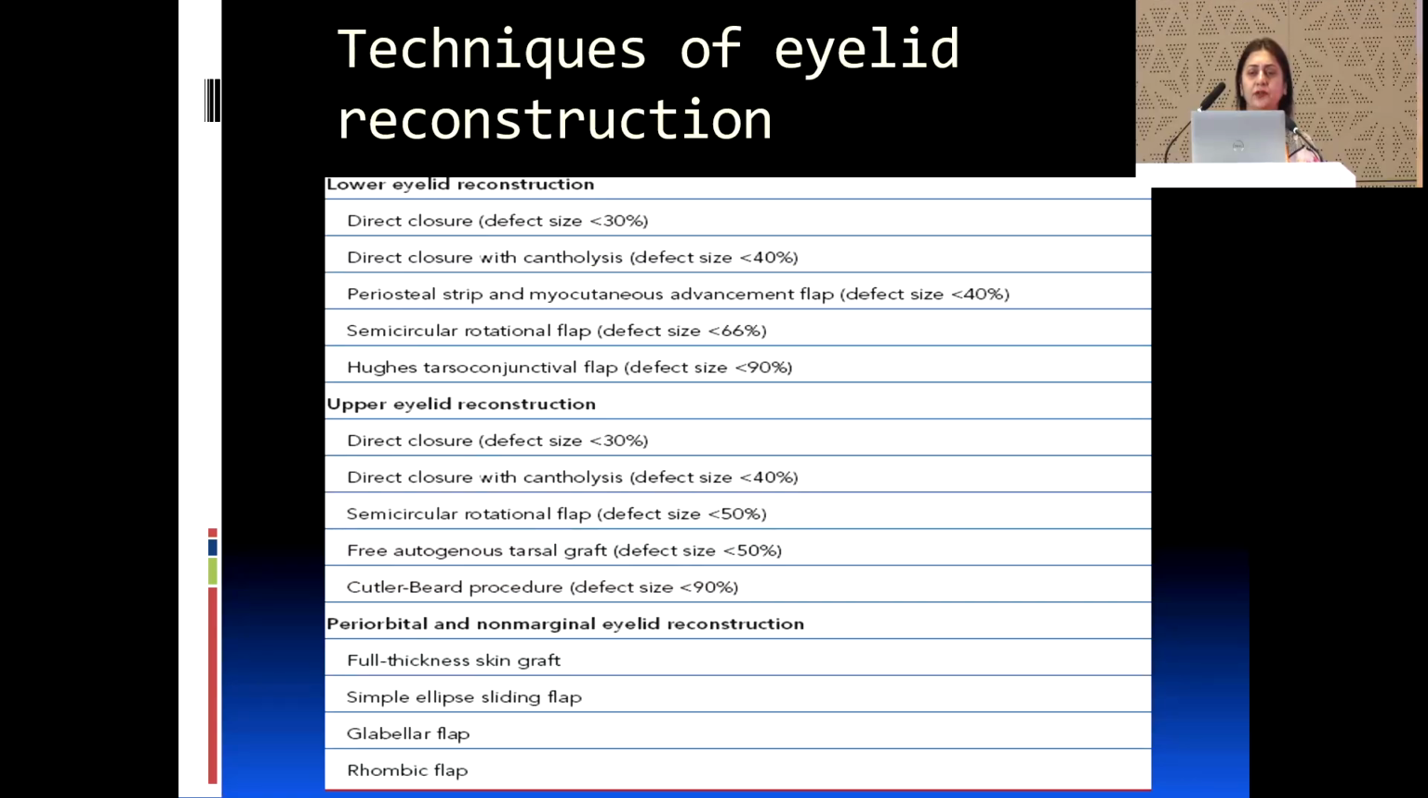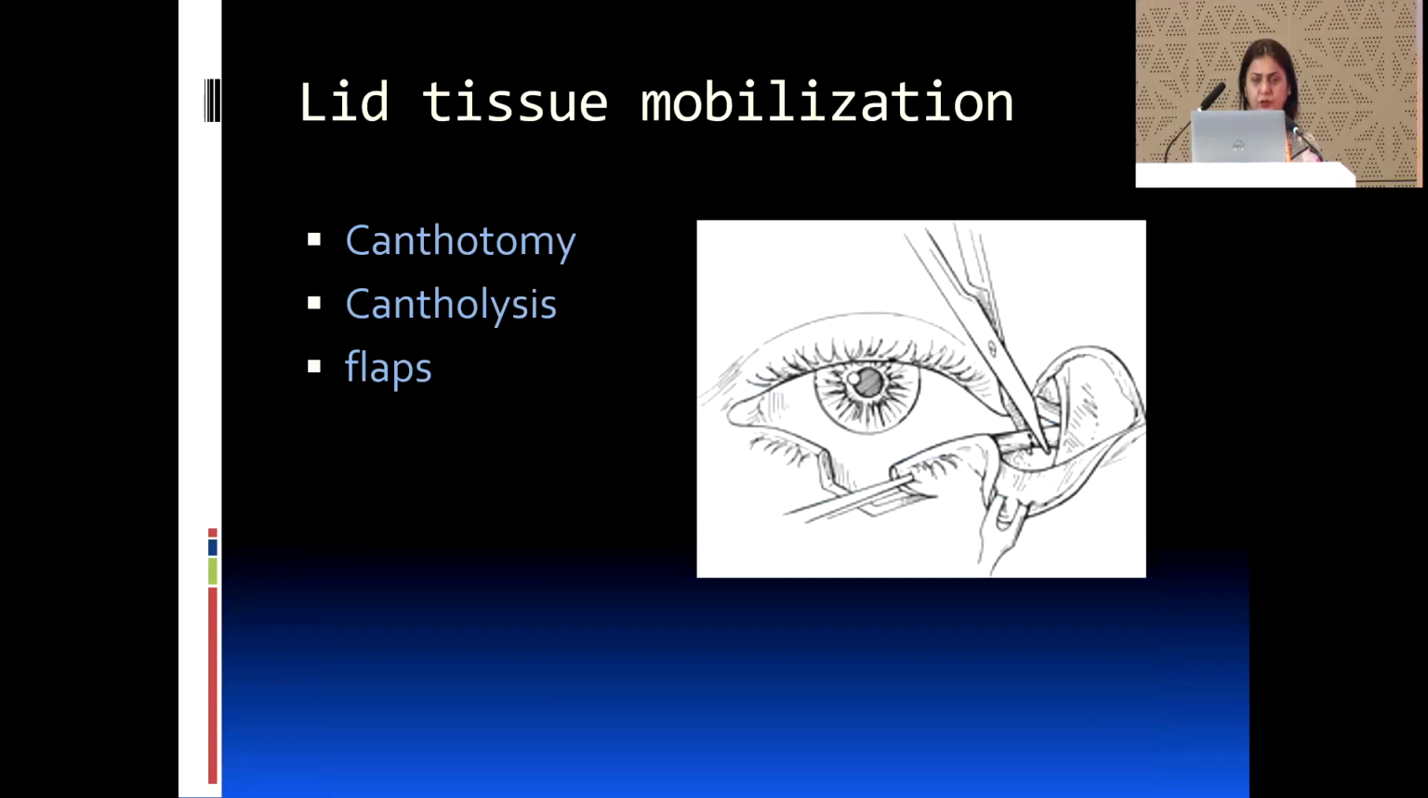I will not go into details of techniques of reconstruction, but basically we should all know direct closure for small lid defects, direct closure with or without cantholysis, semicircular rotation, tensile flap, Hughes flaps, upper lid direct closure, periorbital and non-marginal reconstruction, full thickness skin grafts, glabellar flaps, rhombic flaps. Other speakers will elaborate on these techniques.